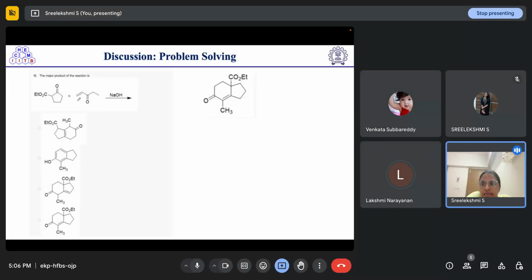So you told this proton is acidic, right? This proton is getting deprotonated. But here you see, here also a proton is there, with electron withdrawing groups on both sides, so that will be the more acidic one. That will be taken, the double bond will form, enolate will form, and the enolate will come and attack this double bond at the alpha position.